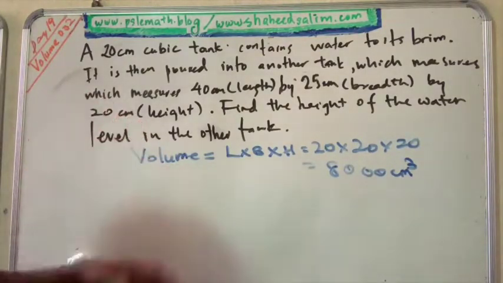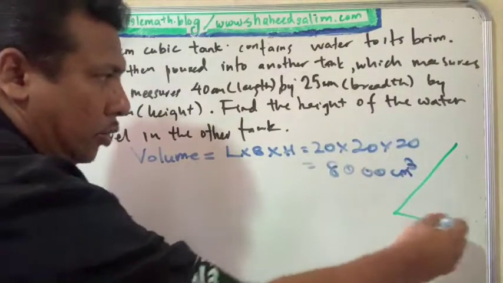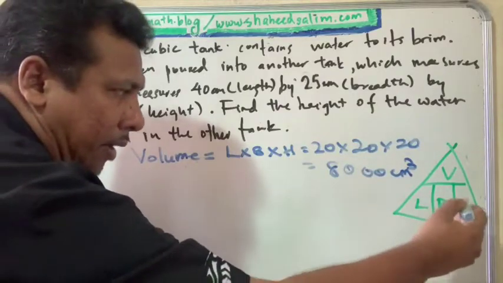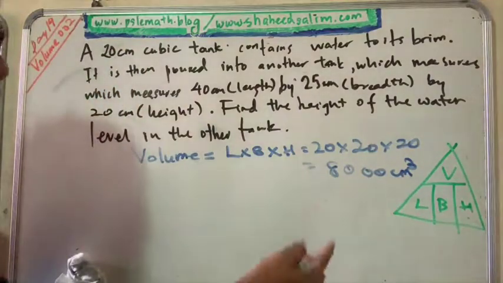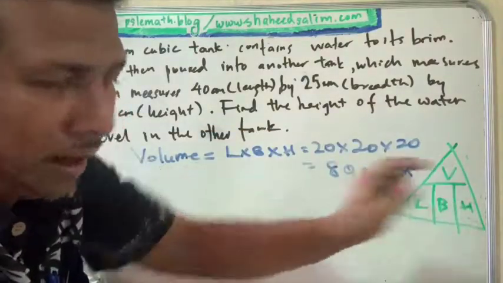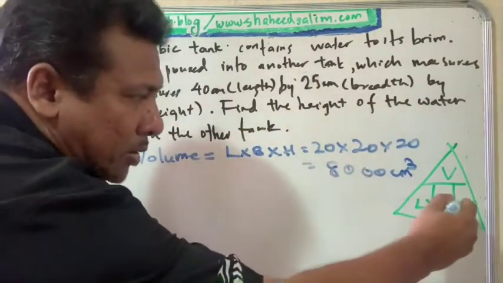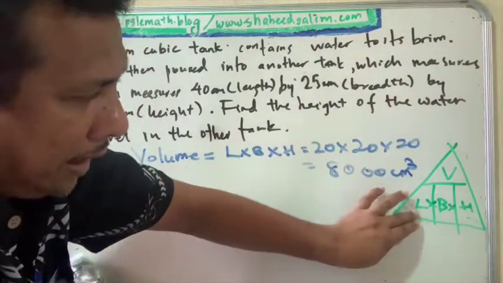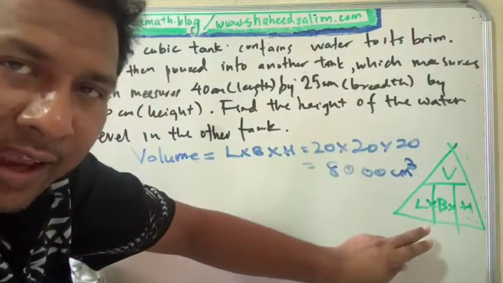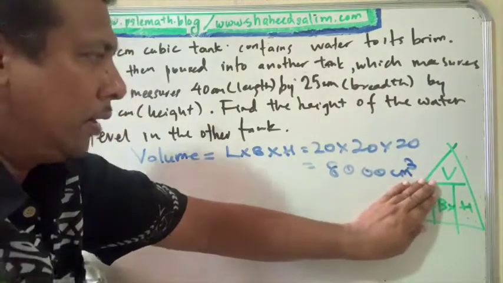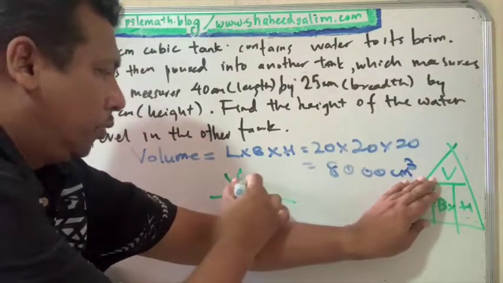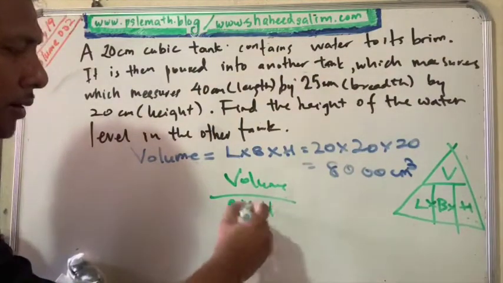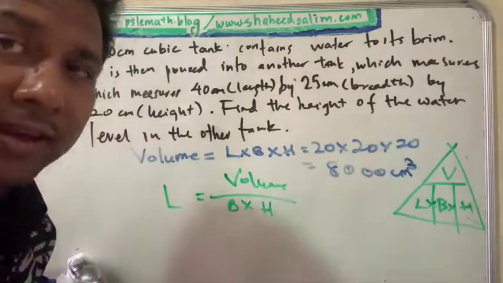Now, in order to find the height, you have to remember this triangle: volume, length, breadth, height. If you want to find volume, cover volume: it is length times breadth times height. This will always be times. If you want to find length, you cover length, and what do you get? You get volume divided by breadth times height. That is if you want to find length.